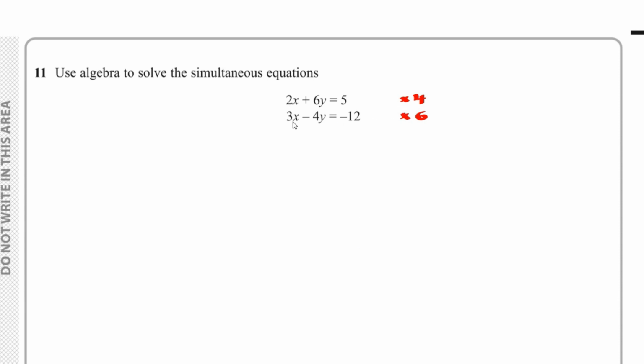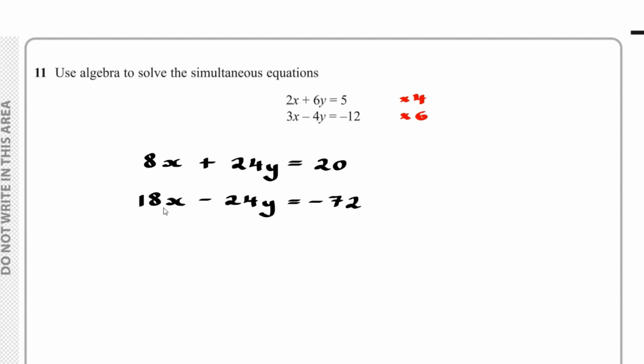So multiplying the first equation by 4, we have 8x plus 24y equals 20, and multiplying the second equation by 6, we end up with 18x subtract 24y equals negative 72. We've got the same number of y's but different signs, so we need to add the equations. 8x plus 18x, that's 26x, and 20 plus negative 72, that's negative 52. So 26x is equal to negative 52, which means x is equal to negative 2.